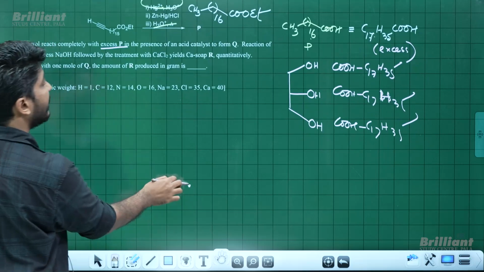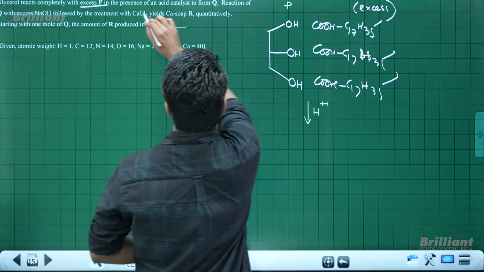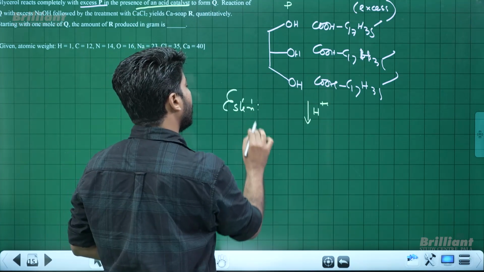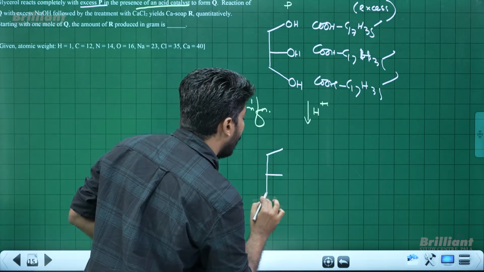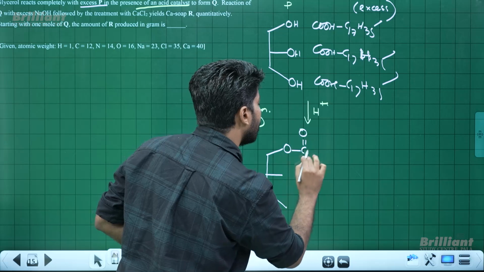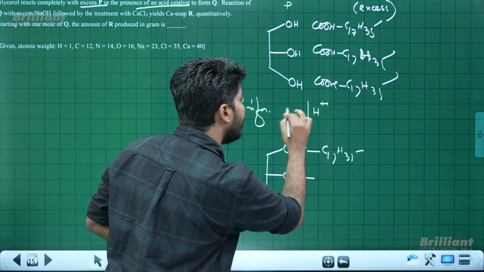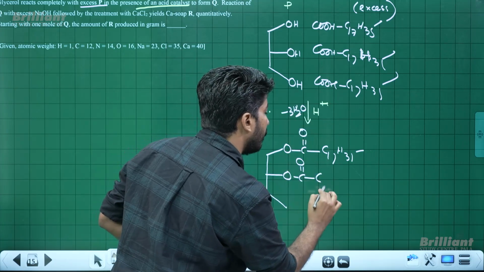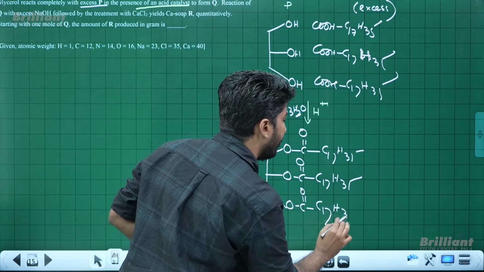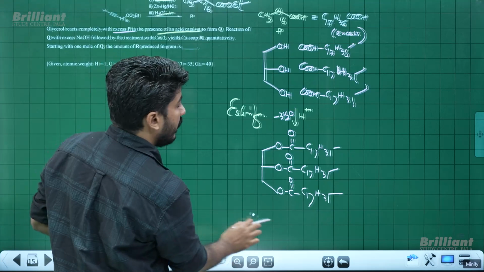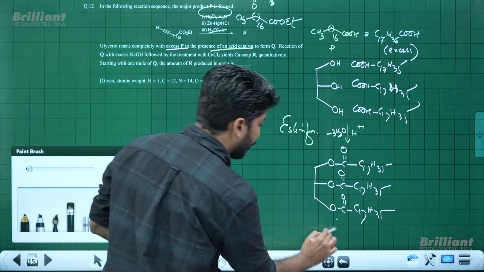Yes, so the glyceryl ester, which is called Q. The structure of Q is made in the presence of an acid catalyst, an esterification reaction. So that esterification will give us the glyceryl ester of stearic acid with the loss of 3H2O. Now we got Q.